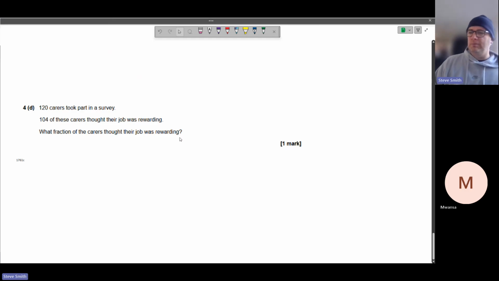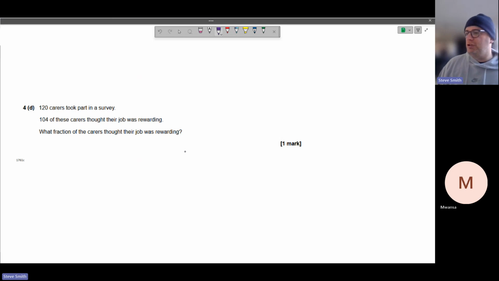Right, and this is the last one. 120 carers took part in a survey. 104 of these carers thought the job was rewarding. What fraction of the carers thought the job was rewarding? Straight away, for 1 mark, we've got 104 over 120. It doesn't say give your answer as the simplest fraction. So I'd be tempted to leave it at that.